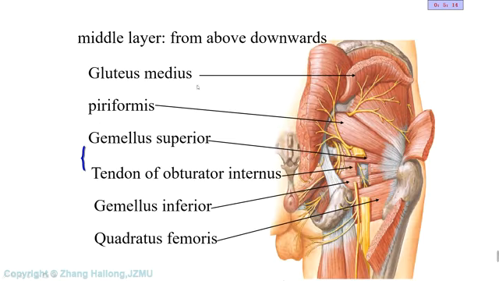And under it there are many muscles. You don't need to master any one. Now I'll only show you the names of them. Under the Gluteus Maximus is Gluteus Medius. Here is the Maximus. This one is the Medius. And here is Piriformis. And then there are the Gemellus superior, tendon of obturator internus, Gemellus inferior, and quadratus femoris. Don't need to master any of them.